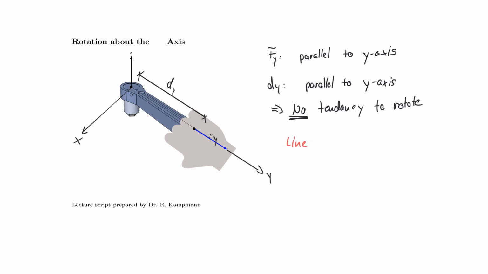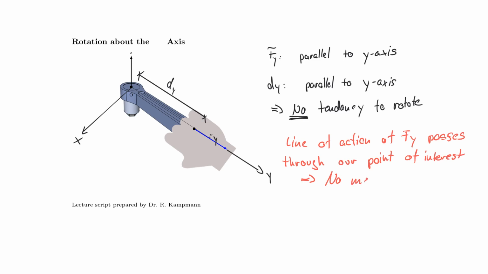So line of action of Fy passes through our point of interest. And therefore, no moment, right? No moment. Because you cannot create a tendency to rotate, or you can also think of it that it could not rotate. It doesn't matter if it's a tendency or actually created rotation.